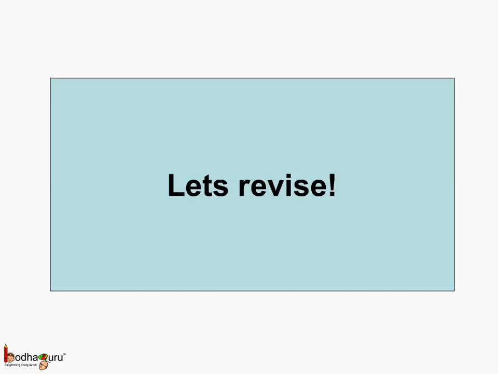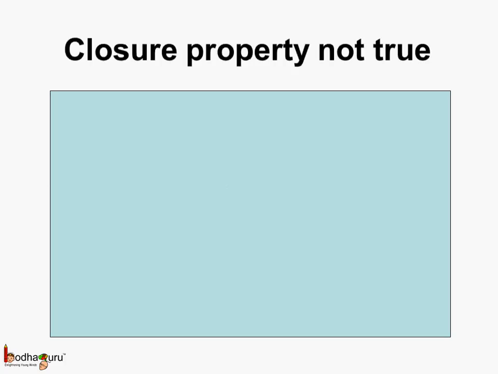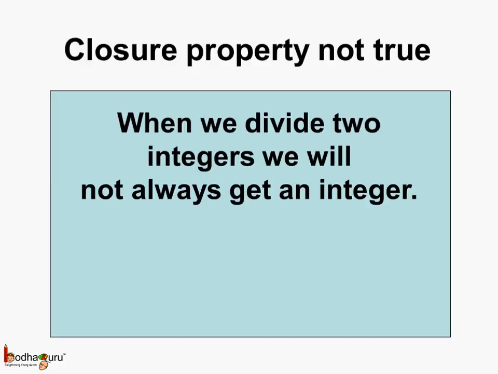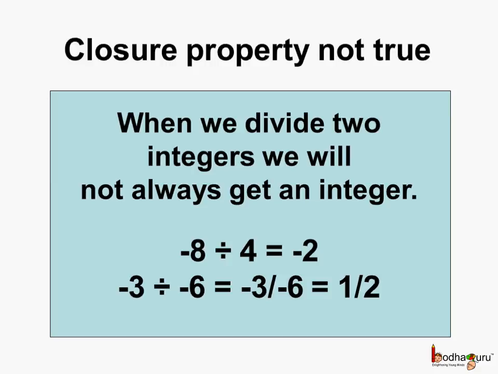So let's revise what we learned today. First, the closure property does not hold true for the division of integers. So, when we divide two integers, we will not always get an integer. Like minus 8 divided by 4 is equal to minus 2. Here the answer was an integer, which is minus 2. But when we divide minus 3 by minus 6, what do we get? We get the answer as 1 by 2, which is a fraction, not an integer.